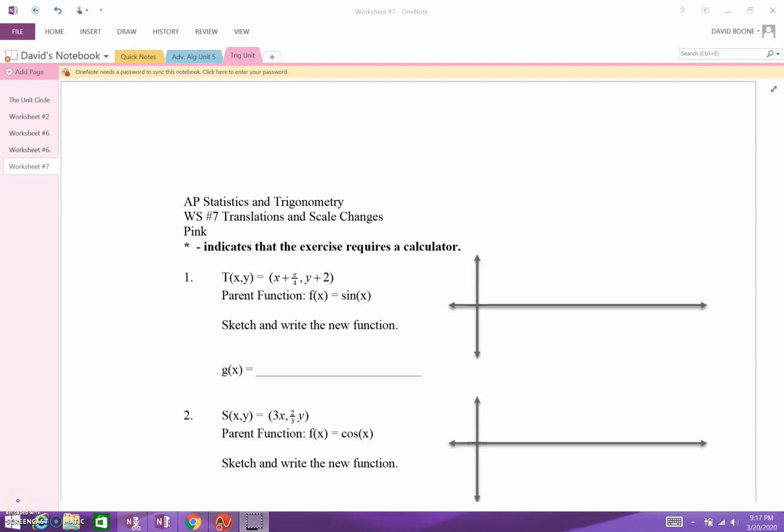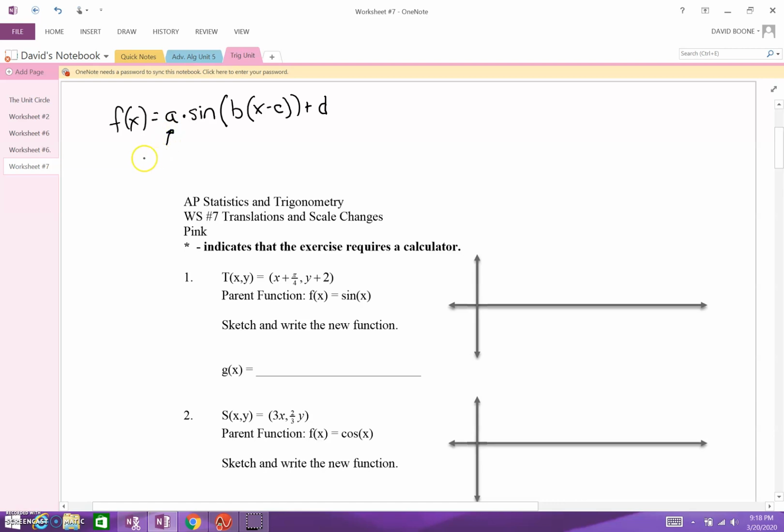All right, welcome to worksheet number 7. Before we begin, I just want to do a little review and make sure we're on top of some of these ideas. When we look at our trig functions, they're going to be of the form f of x equals a times, and I'm just going to use sine here, now this could be sine, cosine, tangent, etc., times b times x minus c plus d. Now all these pieces again have a meaning.